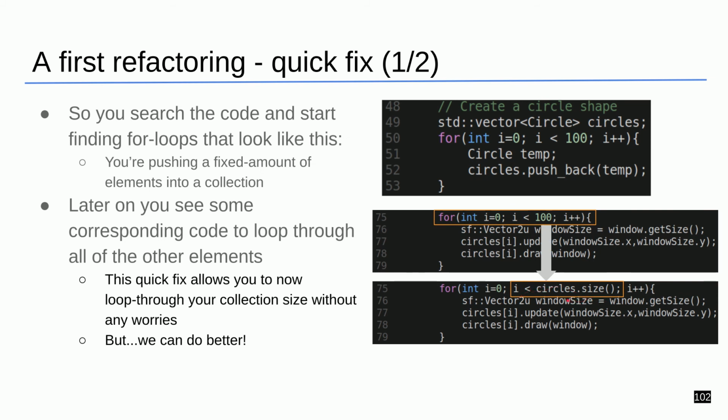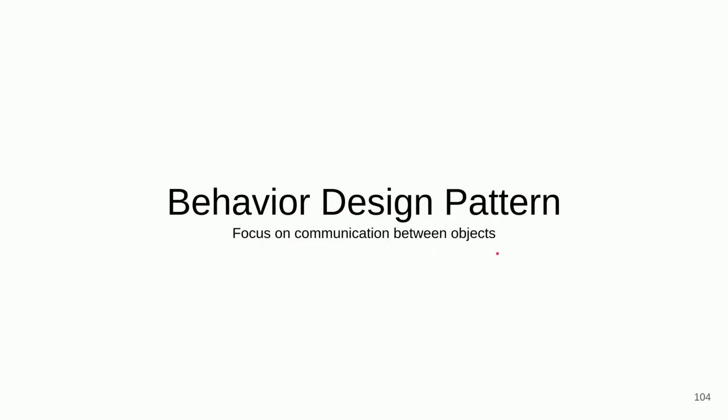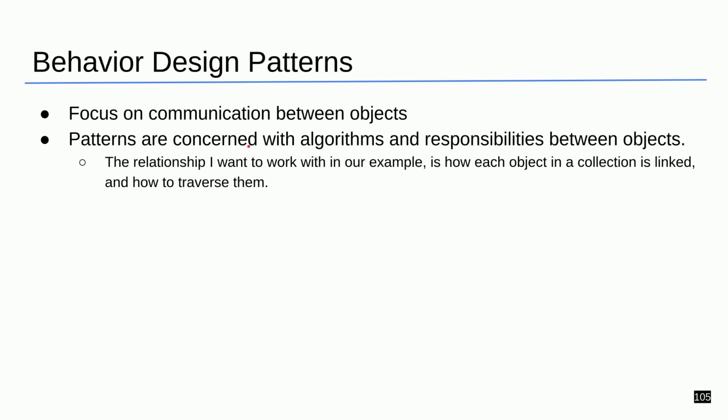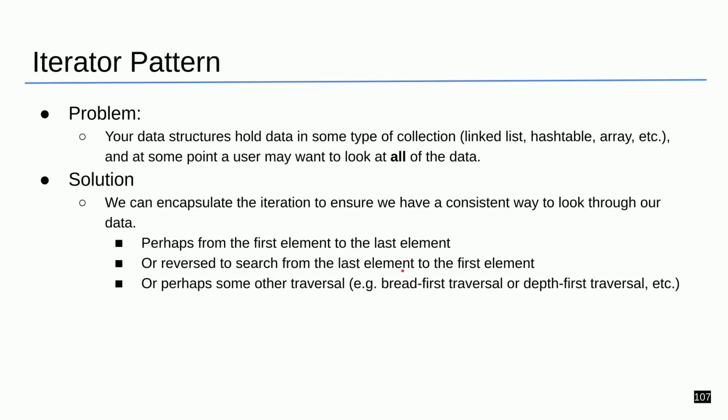Okay, and this is great, but we can do better. So now I want to introduce a behavioral design pattern. Behavioral design patterns, again, are the third category, focusing on communication between objects. But they're really concerned with algorithms and the responsibilities between objects. And the relationship I want to work with in this example is how an object and a collection is linked and how to traverse them. Okay, so the third and final pattern for today that I want to talk about is called the iterator pattern. And the iterator pattern provides sequential access to elements in a collection without exposing your representation.